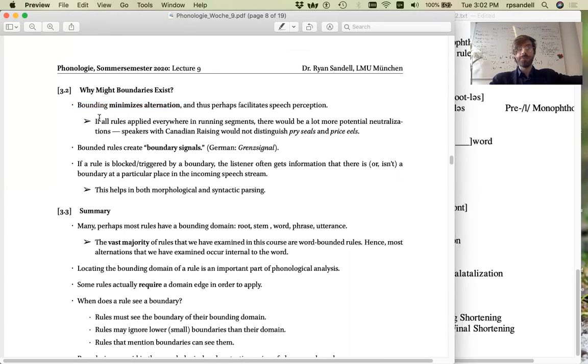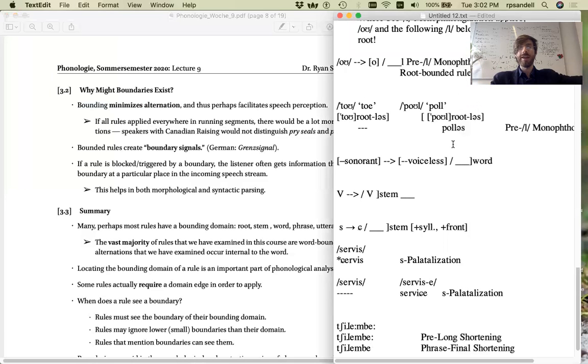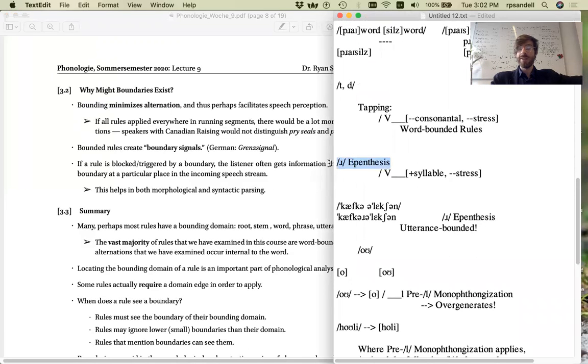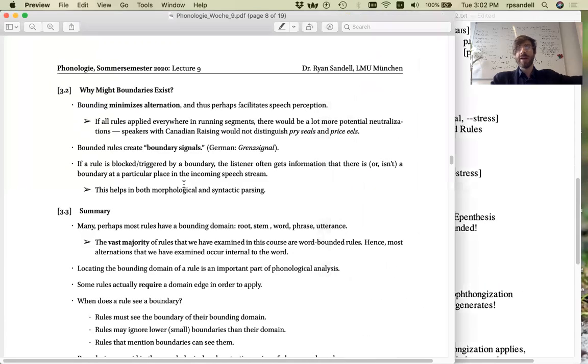So for instance, if we imagine that all phonological processes applied everywhere in running speech, that is, if all rules were like the process of R epenthesis in British English and only were blocked from applying by a long pause, then a lot more neutralizations would apply.